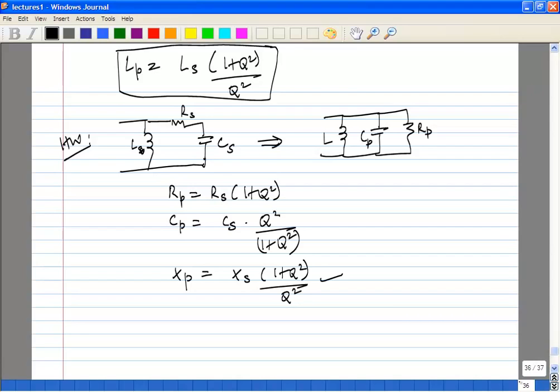You are trying to find, around resonance, some circuit equivalent, some simple circuit equivalent. Okay, so that is the idea.